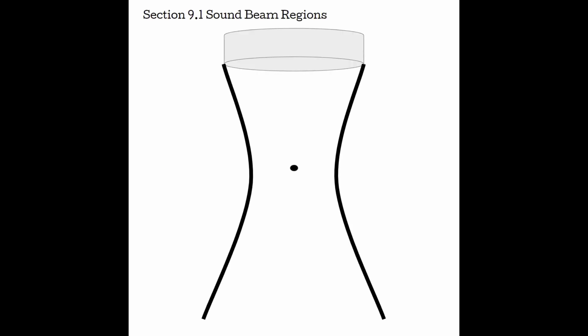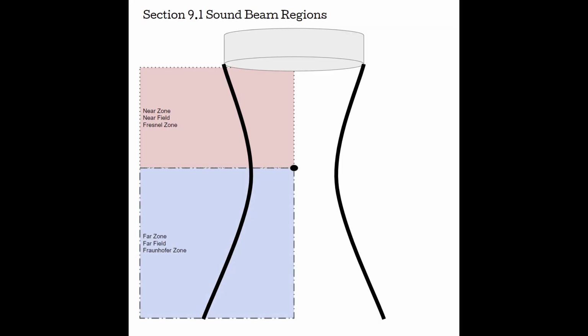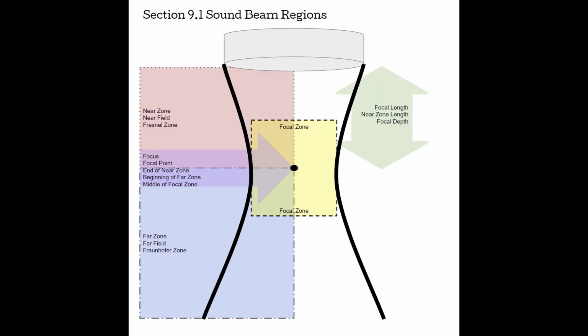Section 9.1, Sound Beam Regions. There are 5 regions that we're going to take a closer look at for the sound beam anatomy. First, we have our near zone. That's going to be the part of the beam that's closest to the transducer before the focus. Our far zone then starts at the focus and extends away from the transducer. And the focus is going to be where the beam is narrowest. We also have the focal zone, which extends equidistant into the near zone and into the far zone. And then we'll also talk about the focal length, which is the distance from the transducer to the focus.